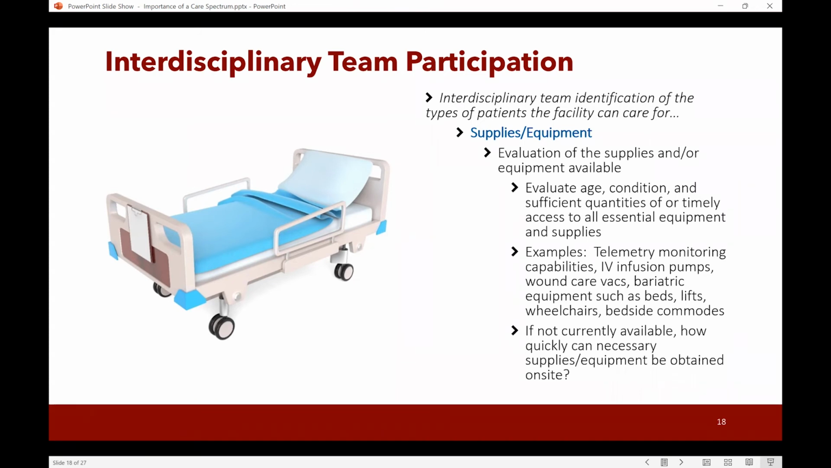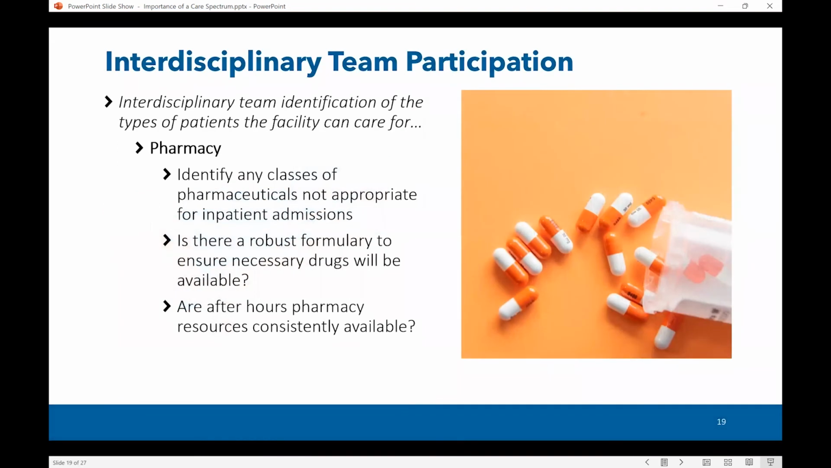So it's really important that we do a deep dive into our supplies and equipment. So when you're looking at the transfers, if there was some reason that we transferred because of that, then you'll know maybe that's something we need to look at that we add in our organization.